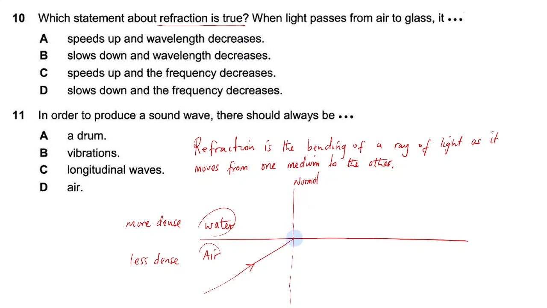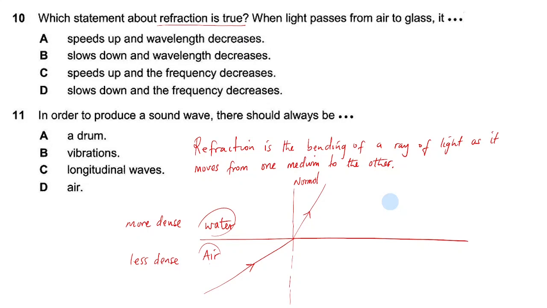So it bends like this towards the normal. It will bend towards the normal. Because it bends towards the normal, there is a condition which says when a ray of light moves from a less dense medium to a more dense medium, like air less dense, water more dense, then it bends towards the normal. Okay. Now, what happens in terms of its speed?